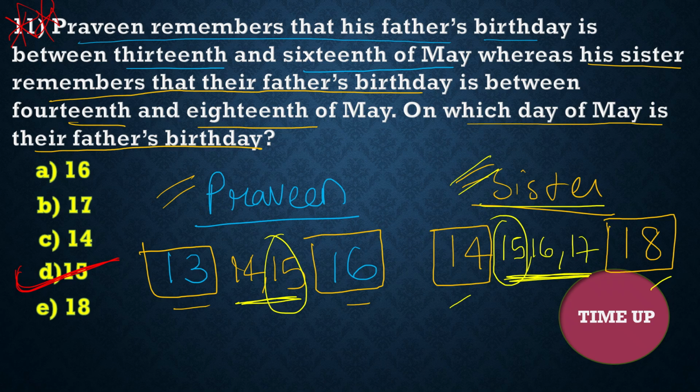Understanding, students? You need to know which number lies common between them. So 14, 15 is there here and here 15, 16, 17 is there. So which number is common between them? 15 is common, correct? So that will be the answer.